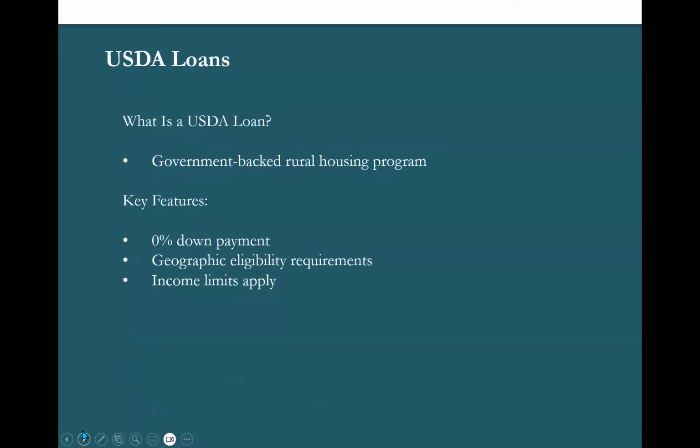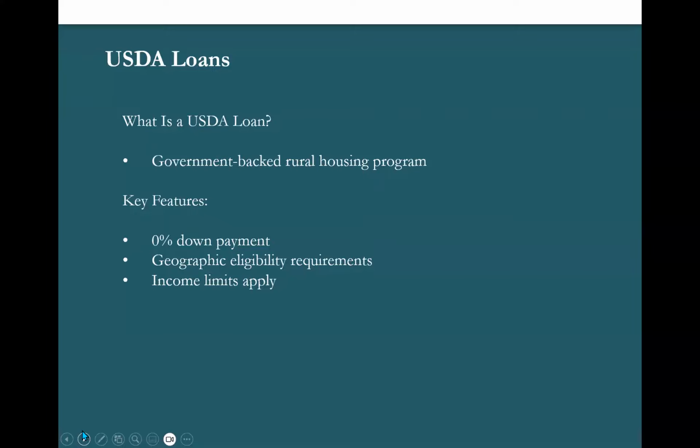The next type is USDA loans. So what is a USDA loan? It's a government-backed loan to stimulate rural housing outside of standard city limits, right? So it doesn't mean it can't be in a town or a city, but typically it's found out in more country, rural towns and cities, not big cities like Cleveland or Columbus, etc. But outside of those outskirts, it can be.